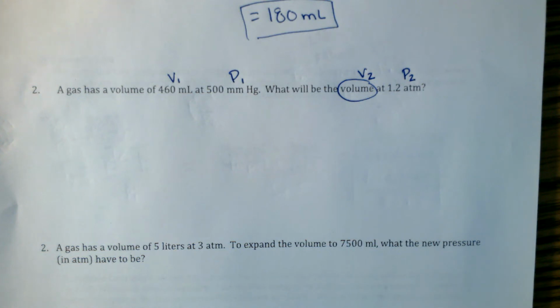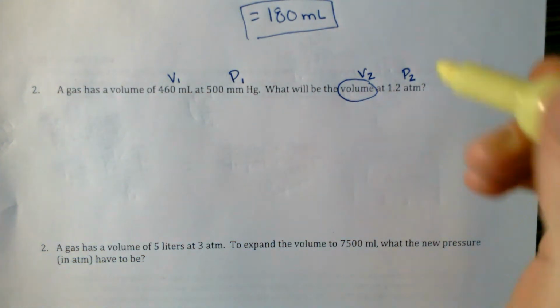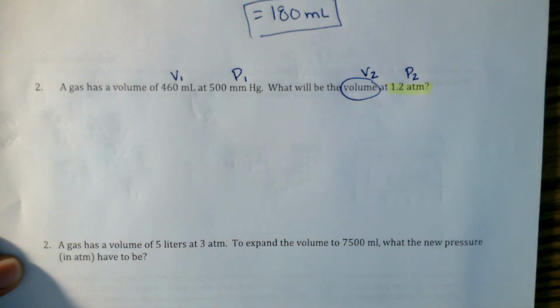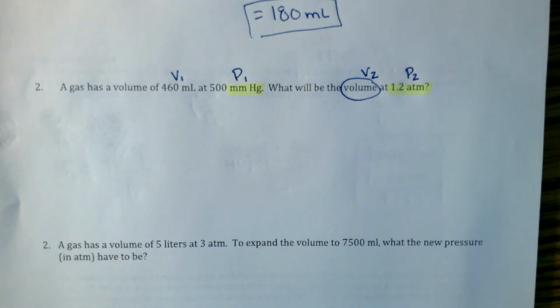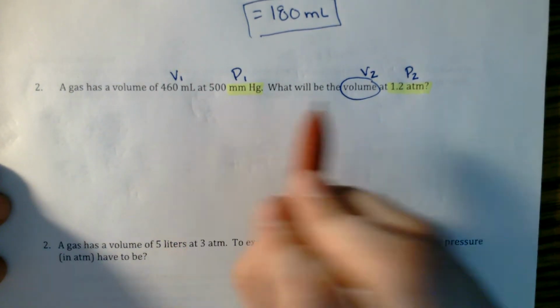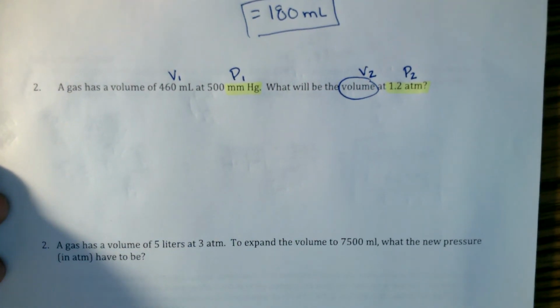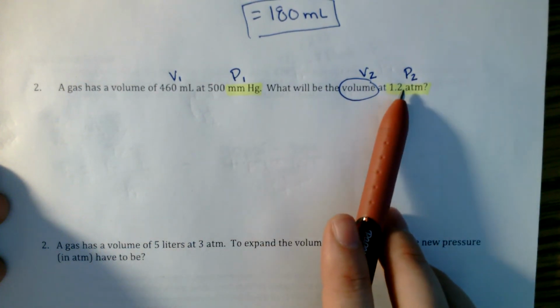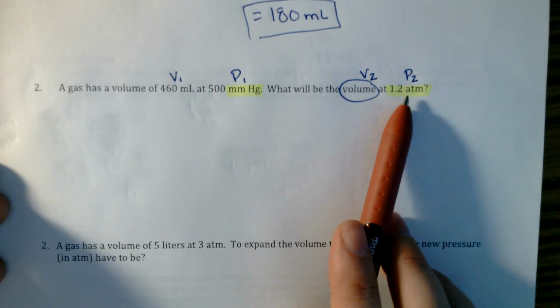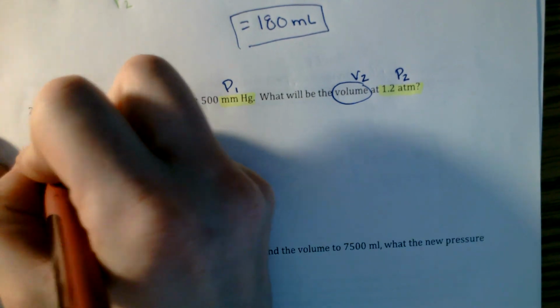Okay, now that you've had a chance to look at this one and hopefully solve it, hopefully the first thing you recognized is that we had atm and millimeters of mercury. One of the first things I told you when the worksheet started was that our units needed to be consistent. So we need to somehow get millimeters of mercury and atm to be the same unit. You can convert millimeters of mercury into atm, or you can convert atm into millimeters of mercury. I chose to go with atm into millimeters of mercury.